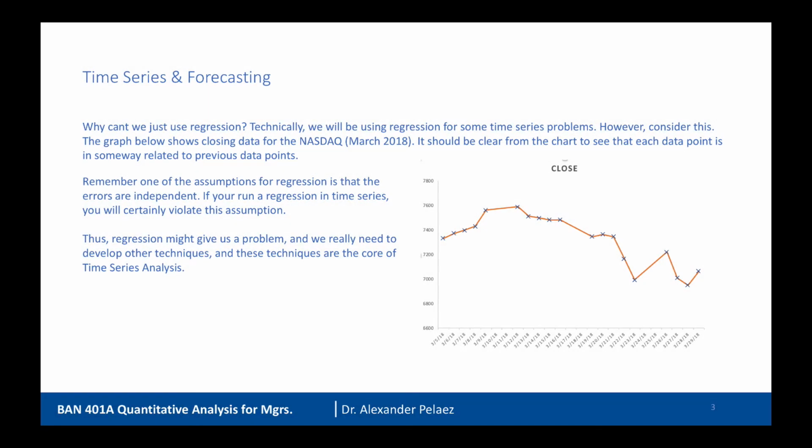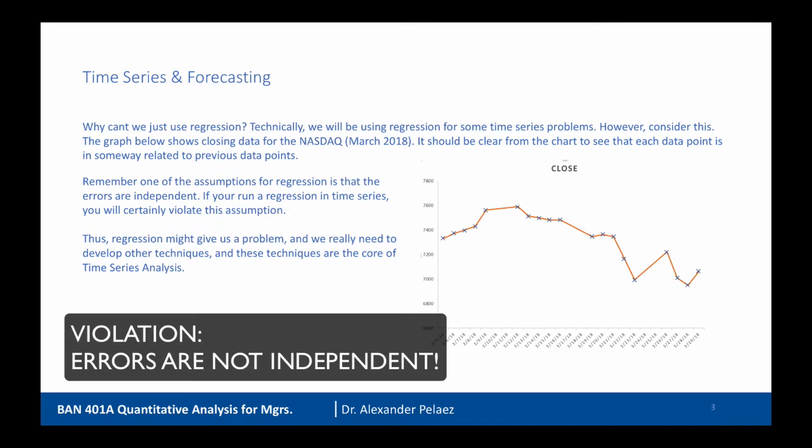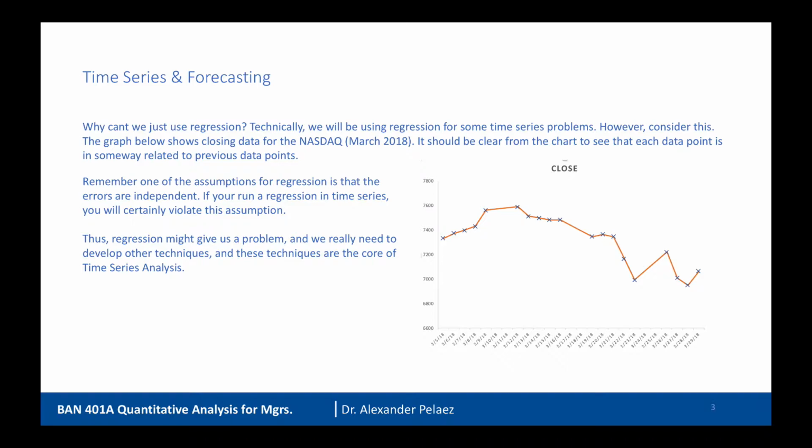Now, you might ask, why can't we just use regression like we had before? Well, technically, we will be using regression a little bit later for some time series problems. But consider the graph that we have here, which shows the closing data for NASDAQ in March 2018. It should be clear that each data point is in some way related to the previous data points. Remember that in regression, one of the assumptions is that the errors are independent, meaning that the error of one day is not related to the error of another day. If we run regression on a time series set of data, we will certainly violate this assumption, and we might violate other assumptions as well, but this is the most common. So regression is going to give us a problem if we just use it by itself, and we'll talk about this a little bit later.